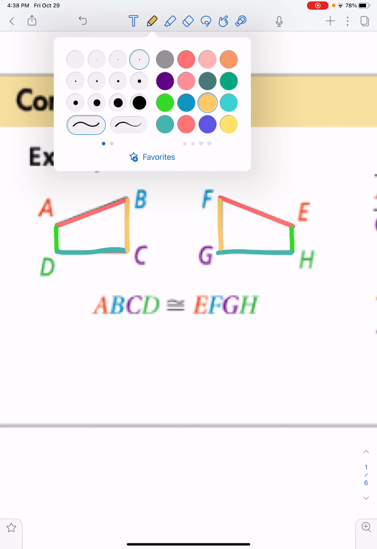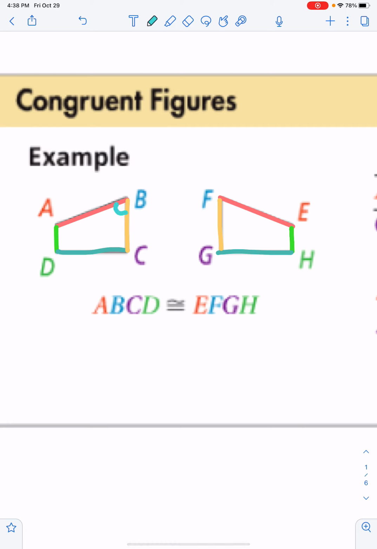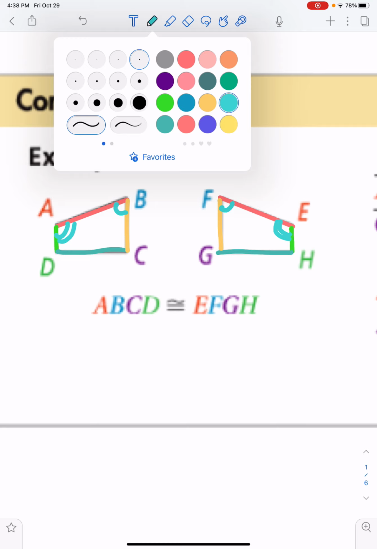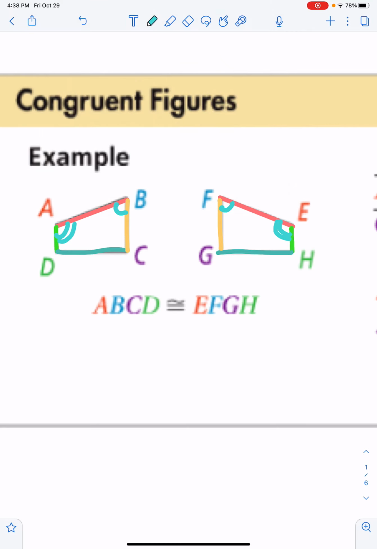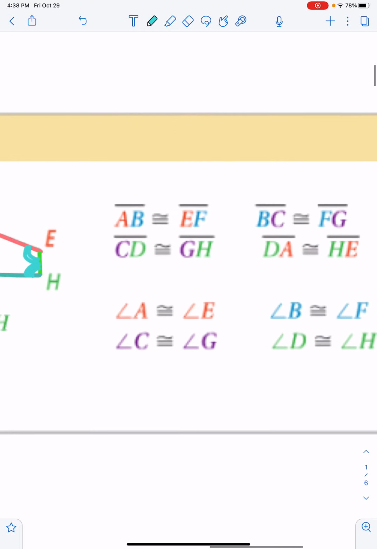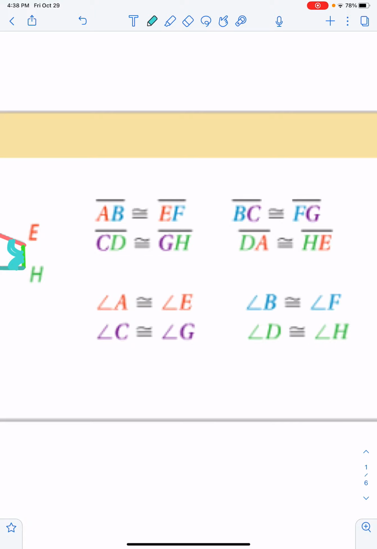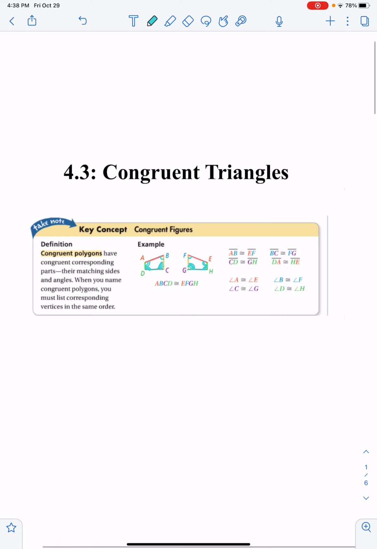It also means that all of the angles have a match. So this one matches this one, matches this one, and so on and so forth. Might as well just finish them all out. This one matches this one, and this one matches this one. So they kind of show it over here. All of the segments have a matching segment, and all of the angles have a matching angle. So that's a congruent figure.